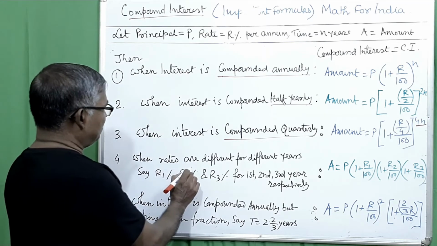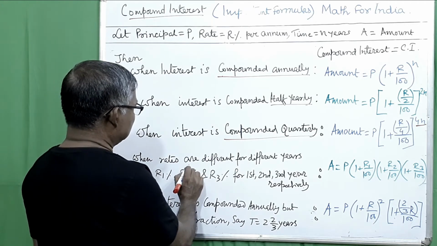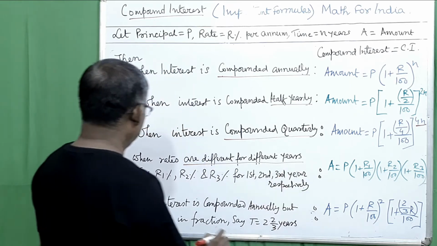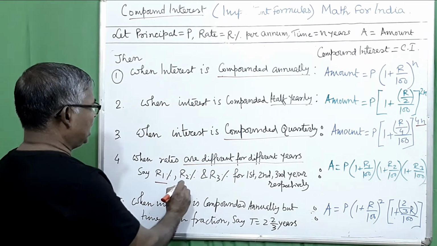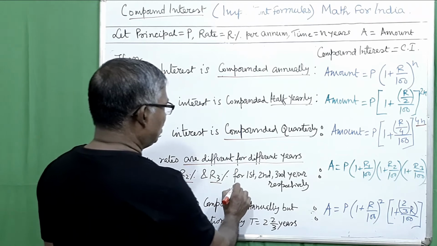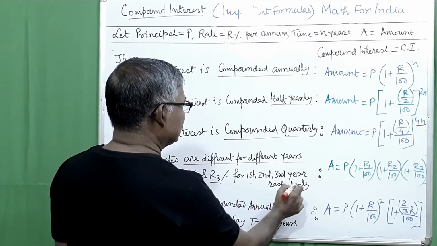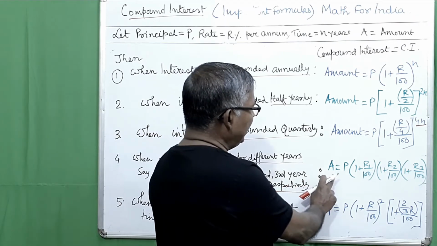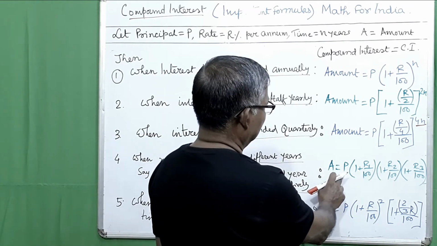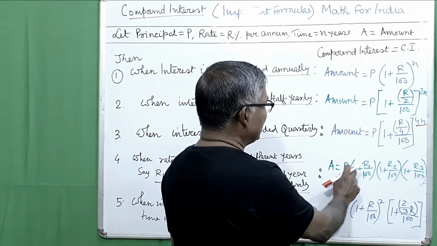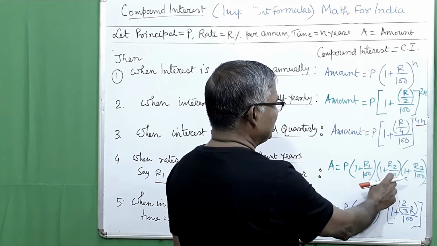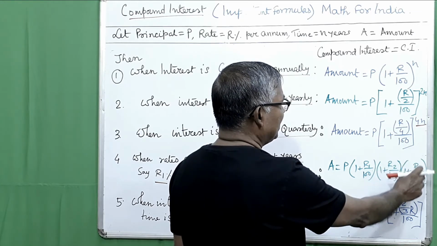When rates of interest are different for different years, say R1, R2 and R3 for the first, second and third year respectively, then A equals P into (1 plus R1 by 100) into (1 plus R2 by 100) into (1 plus R3 by 100).